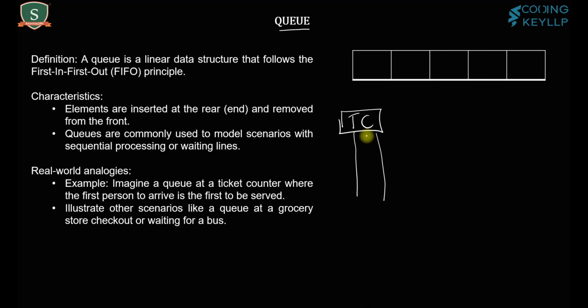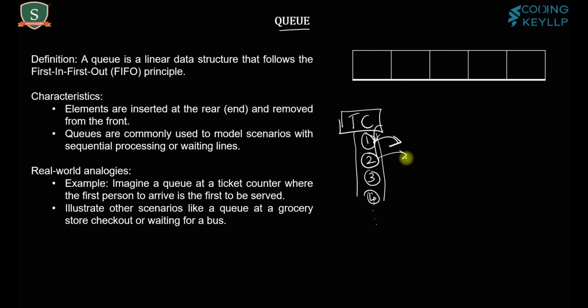That means the first person comes and stands in the queue, the second person joins him, the third person joins, and similarly it goes. After he collects the ticket, who will be the first to move out of the queue? The first person in the queue will be moving out, that means at the front. At the rear, a new person will be added. After the second person collects the ticket, he will come out of the queue.